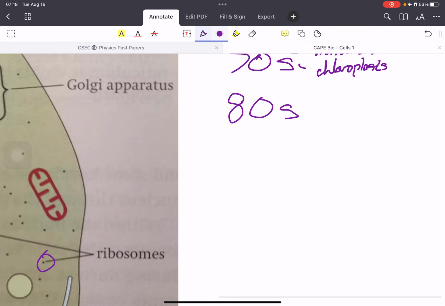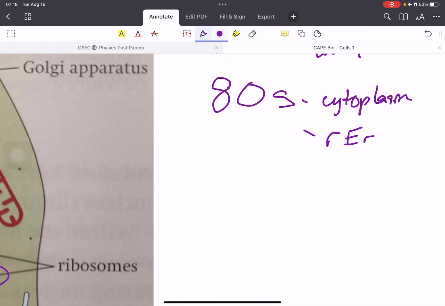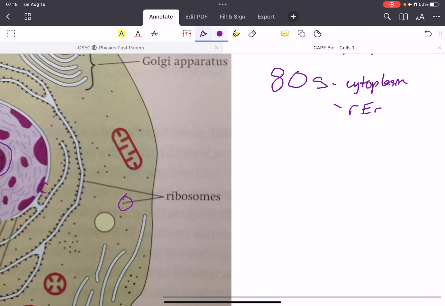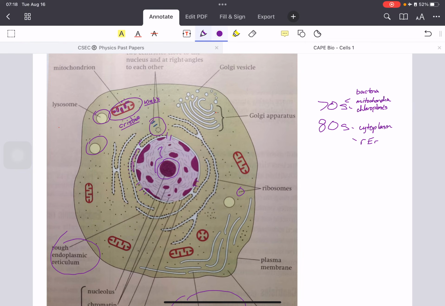The 80S ribosomes are larger. These are the regular ones that you see in the cytoplasm of the cell, and on the rough endoplasmic reticulum. These are not found in bacterial cells, mitochondria and chloroplasts. So that's just one little extra on ribosomes. When we do another topic in cells, we will learn about how these came about. It's a very interesting topic.